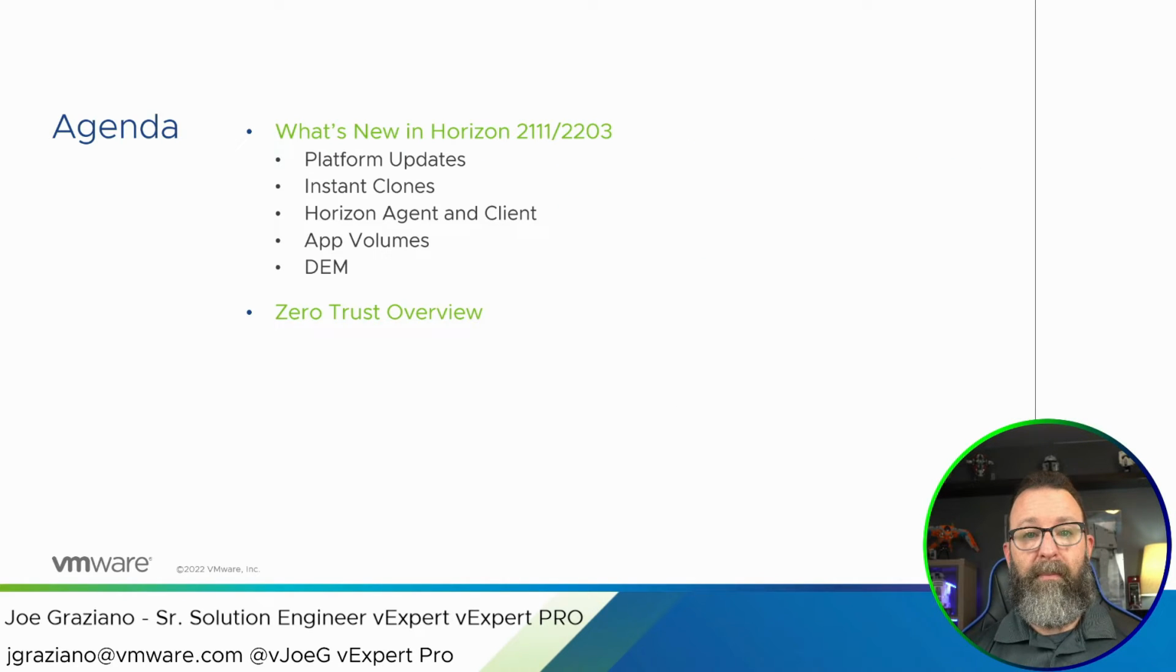So what we're going to talk about today is what's new in Horizon 2111 and 2203, since there have been some new updates for both, and I want to cover them both because there's a lot of material. We're going to talk about the platform, instant clones, the Horizon agent and the client, App Volumes, and DEM. And then once we wrap that up, we're also going to give you a high-level overview of Zero Trust. So let's get started.